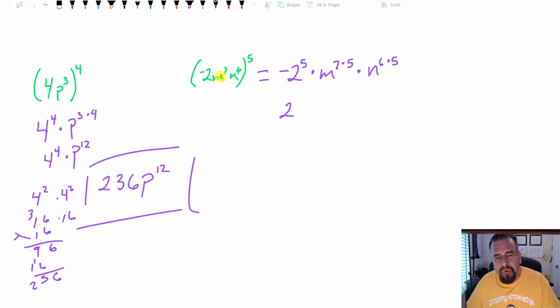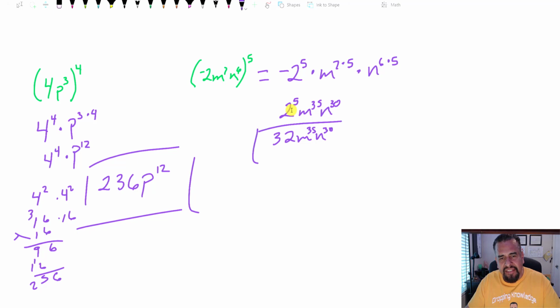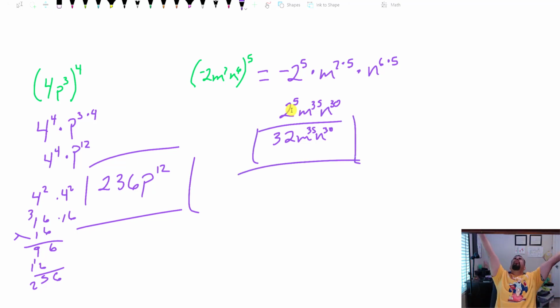Anyway, so what do I have? I have 2 to the power of 5 times m to the power of 7 times 5, which is 35. So that's m to the power of 35. And then n, that's going to be n to the power of 30. Okay? Again, make sure you solve this. I know that's going to be 8 times 2 is 16 times 2, that's 32. So this equals 32 m to the power of 35 times n to the power of 30. And that, ladies and gentlemen, will be my final answer. Woohoo! You hear the crowd going wild?